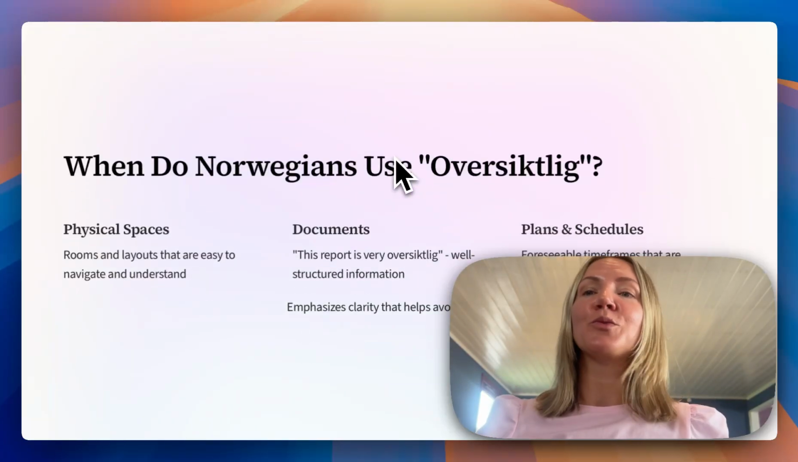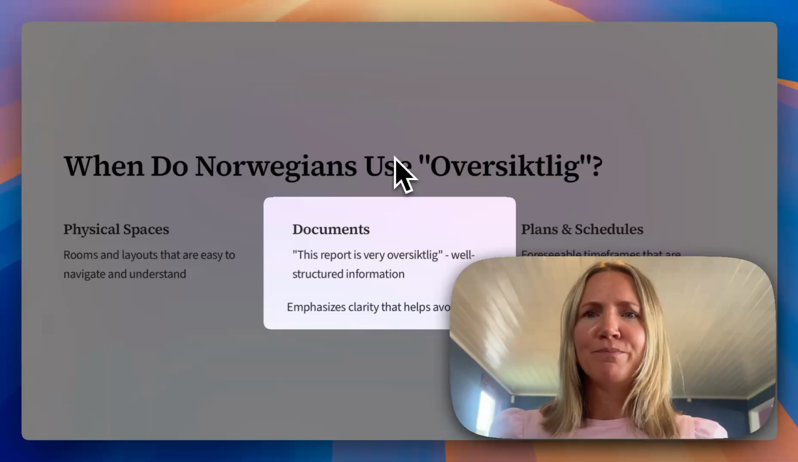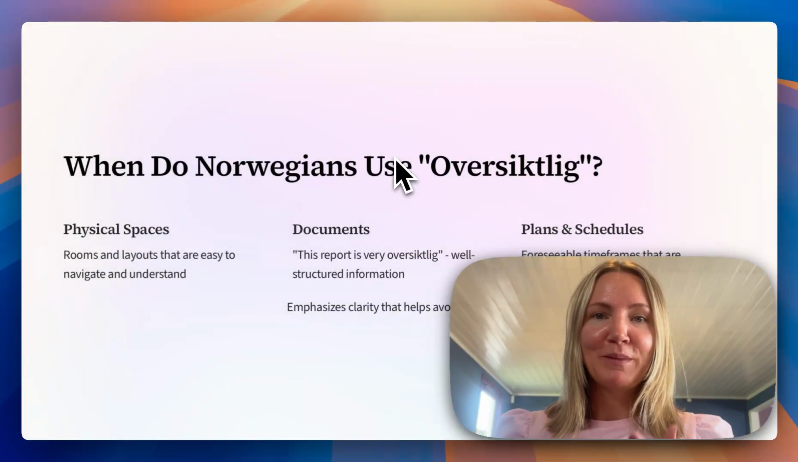So when do we use this word oversiktlig? We use it about space, like a room or a house or a classroom, where you can see everything. It's a good layout. It's organized. It's well structured. We also use it for documents, like a report can be oversiktlig, because you see all the graphs, there's a minimal amount of text, so the information is well structured and it doesn't give you confusion.